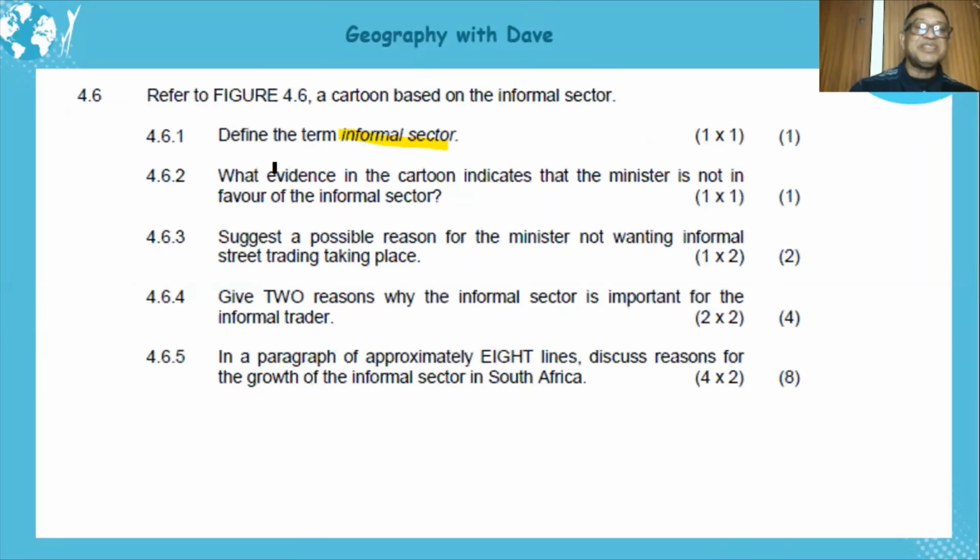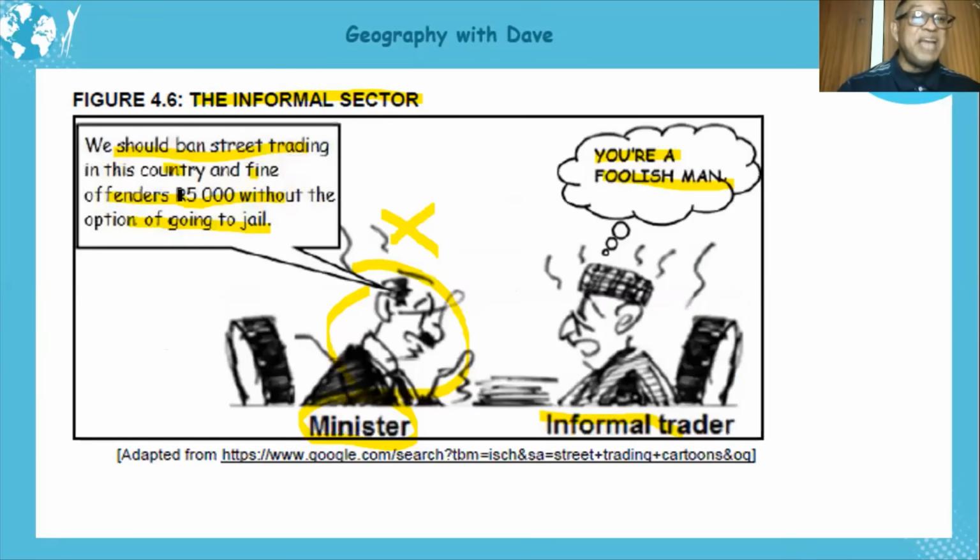Okay, let's look at the next question. What evidence in the cartoon? Another trend we're picking up. If they're sometimes giving you cartoons or articles, they'll give you some questions. Not in all questions maybe, but in a lot of questions, they're asking you to take information from the resource, reading your resources again. Can you see? What evidence from the cartoon indicates that the minister is not in favor, action word, not in favor of the informal sector. And you know, he wants to fine them, he wants to ban them. Those are the things that are straight in the cartoon. Can you see? Ban it, pay the fine.